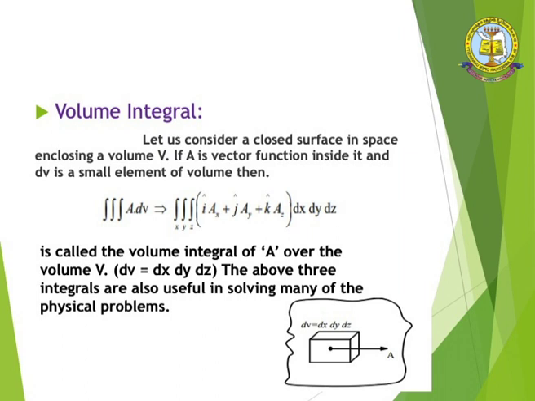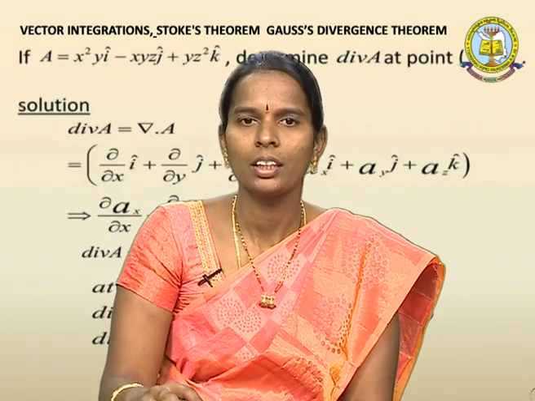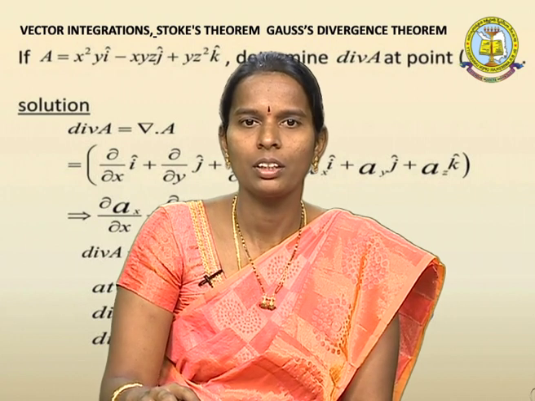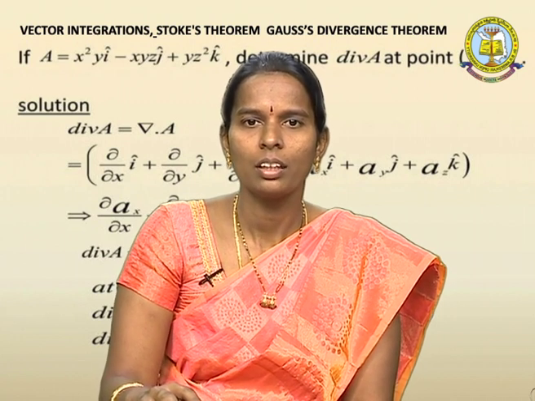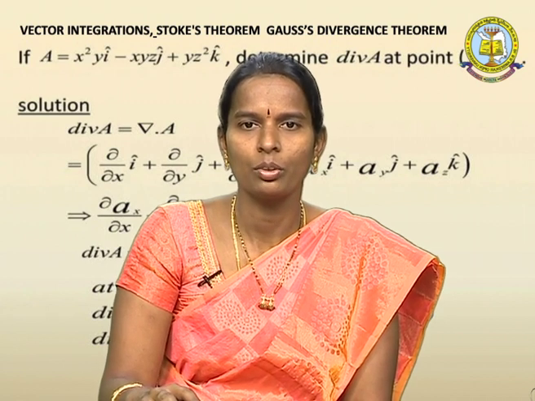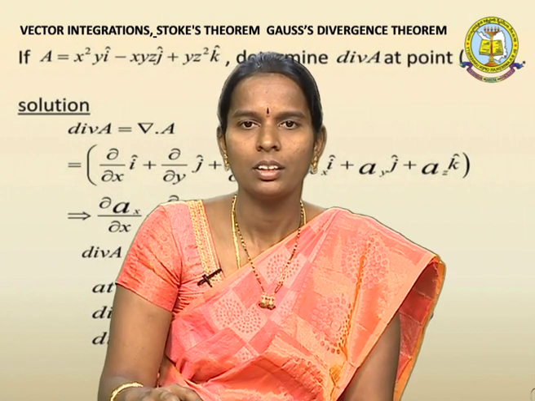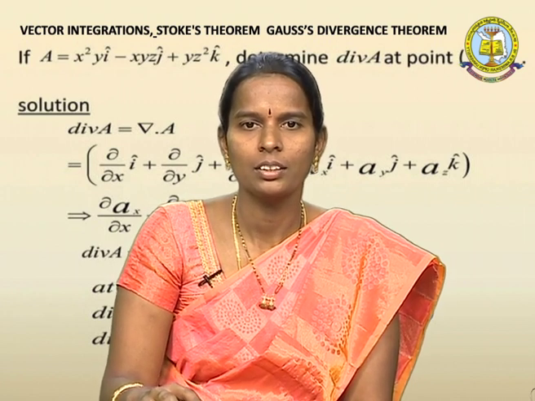This volume is along the x axis, y axis, z axis. A is a vector function inside, and dv is a small element of the volume. Then the volume integration of A dv is equal to the integral of i Ax plus j Ay plus k Az, where dx dy dz are the lengths along the x axis, y axis, z axis.